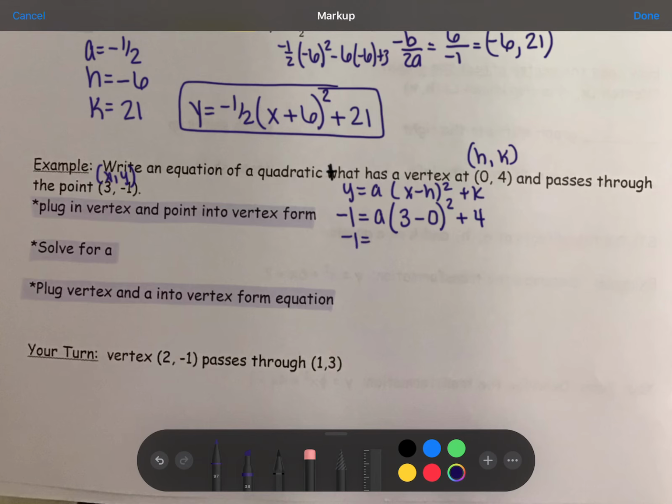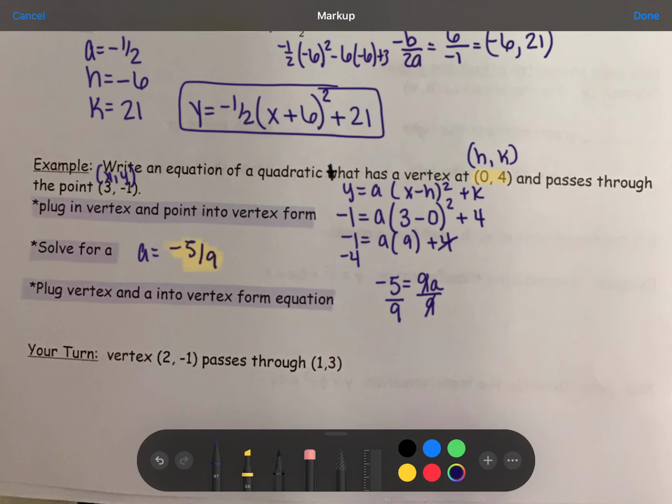So -1 equals a(3 take away 0 is 3, squared is 9) plus 4. To solve for a, I'm going to subtract my 4, so -5 equals 9a. Divide by 9, a equals -5/9. Okay, so a equals -5/9. Plug your vertex, here's my vertex, 0, 4, and my a value I just found into vertex form.